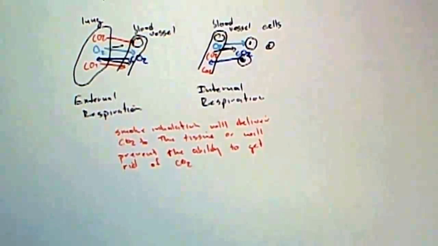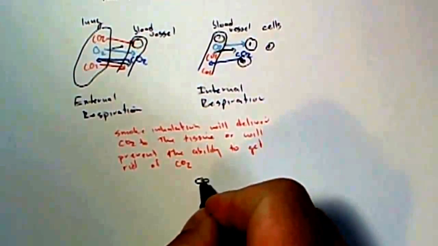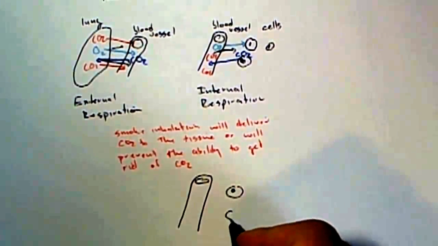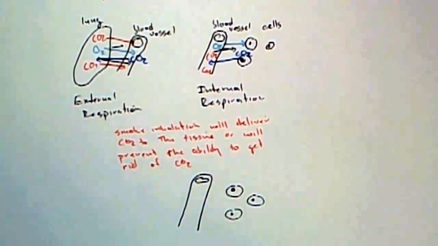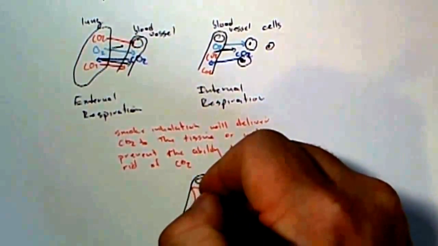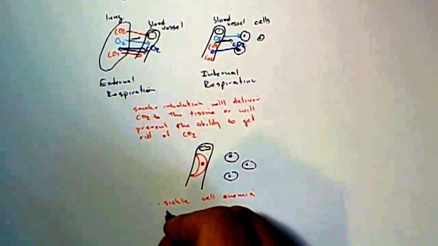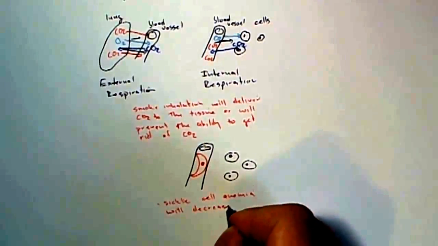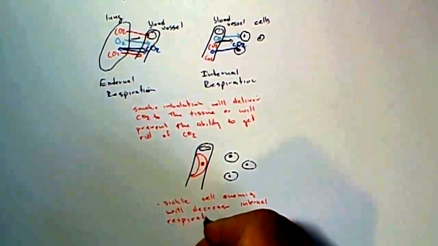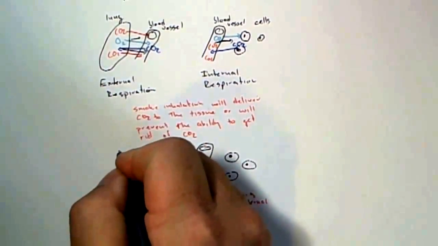Another thing is, what if that blood vessel, if it's a capillary, and so it's very, very small, and again, we're trying to deliver blood to cells. What if we have a sickle cell in here? So sickle cell anemia will decrease internal respiration. It's probably likely too that it doesn't necessarily need to be a sickle cell to do this.